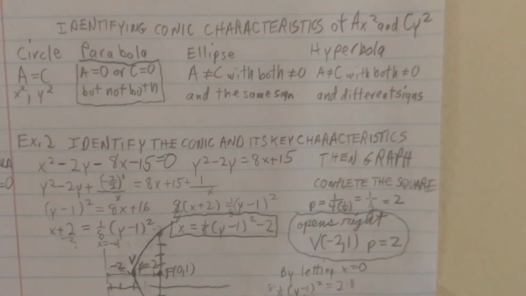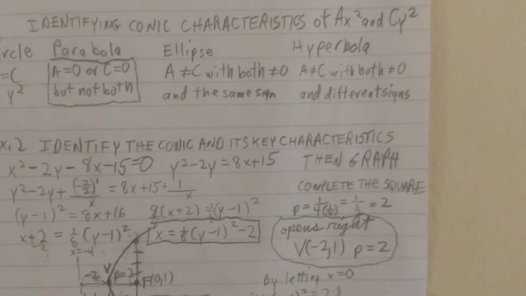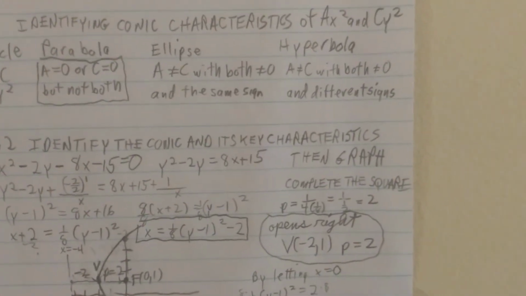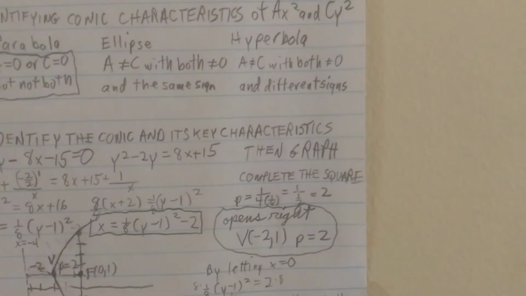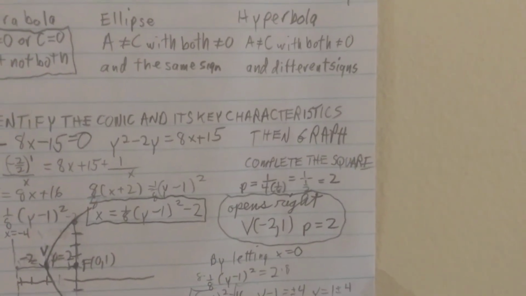Now for an ellipse, a is not equal to c, with both not equal to 0, and they have the same sign, so we add. And for a hyperbola, a is not equal to c, with both not equal to 0 and different signs, so we subtract between them.